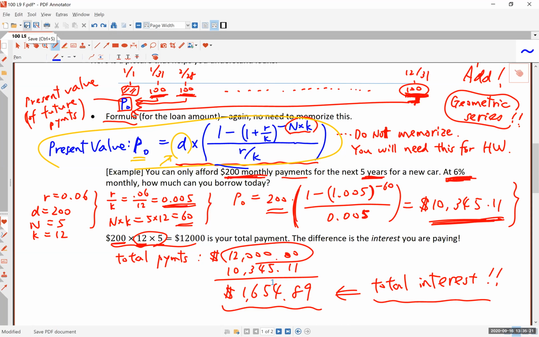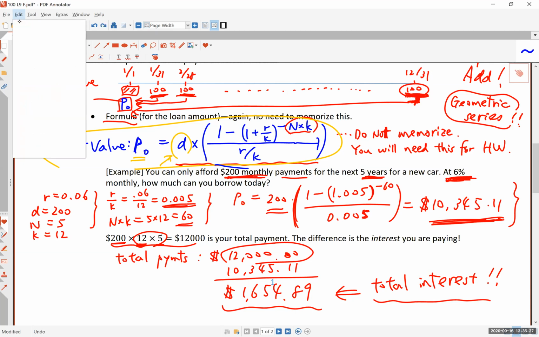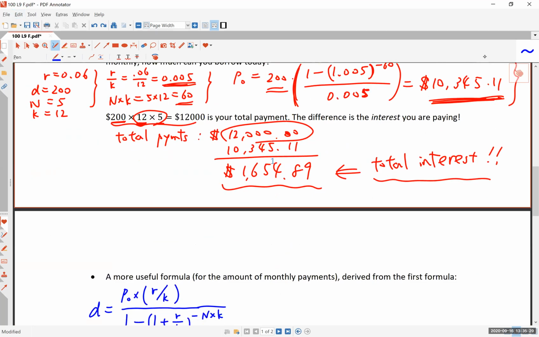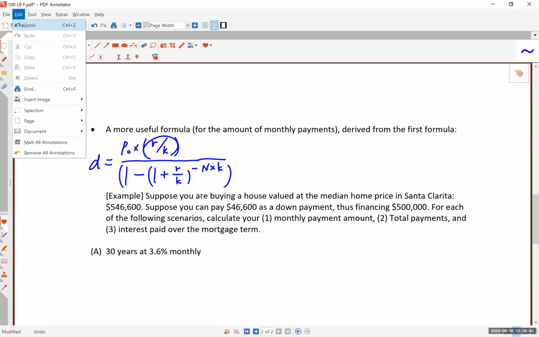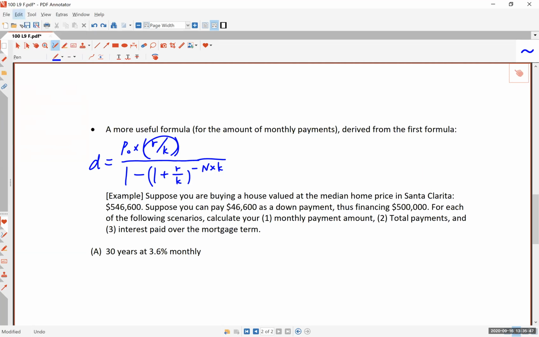So you invert, you switch the top and bottom, and you multiply by P naught. So then one side will be P naught times what used to be in the bottom, that's this. And then the new denominator will be exactly what you had on the top of the fraction, right? So you invert and you multiply by P naught and you will get your answer. So this is the formula to find d. This is the way to directly calculate the amount of monthly payments, derived from the first formula.